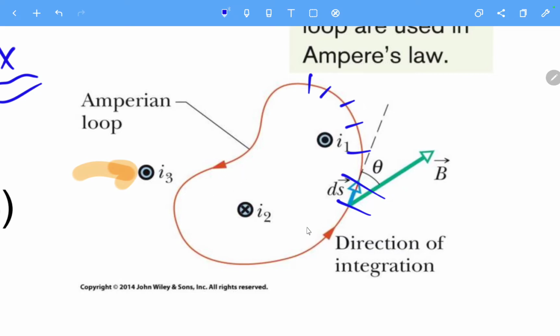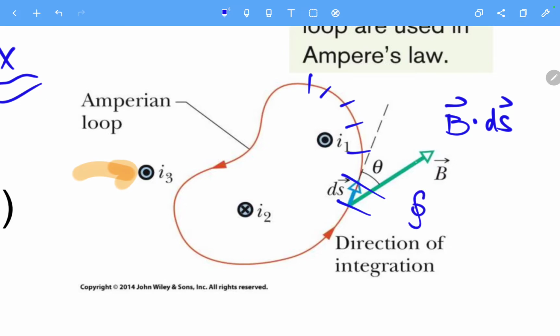You need to define the direction first. For this one, it is counterclockwise, so ds points to the upper right rather than the lower left. At this point, the B field is also pointing to the top right. So for this segment, you can calculate B dot ds, because B is a vector and ds is also defined at this point. Then you calculate B dot ds for the next part, and so on and so forth.